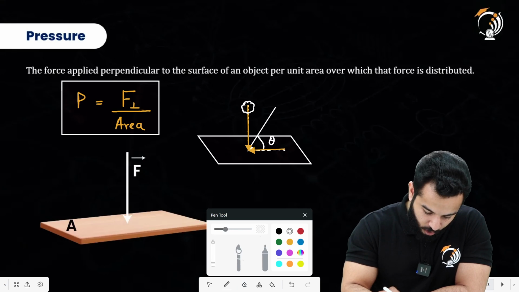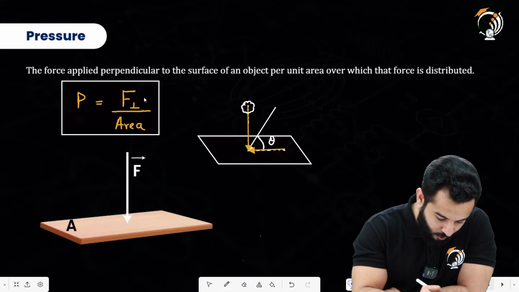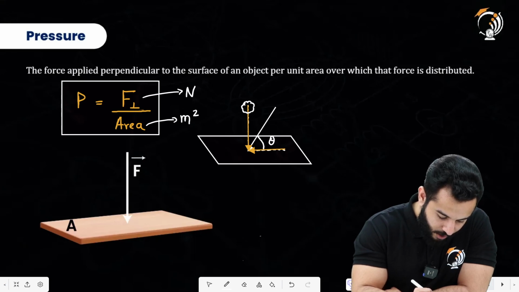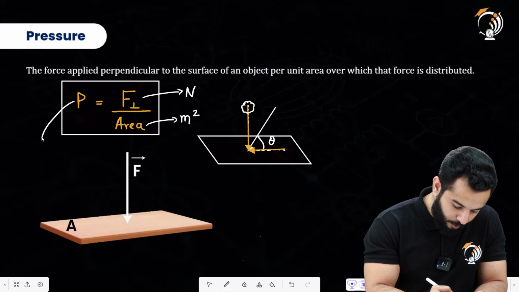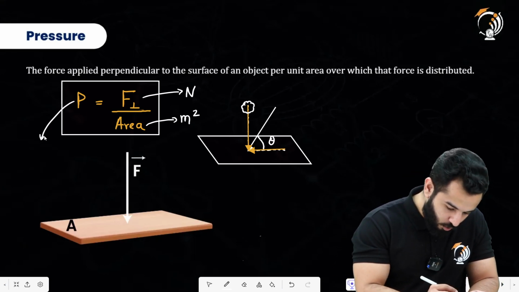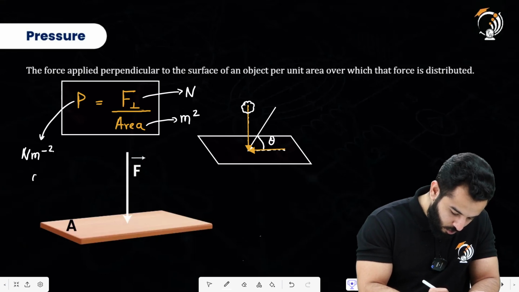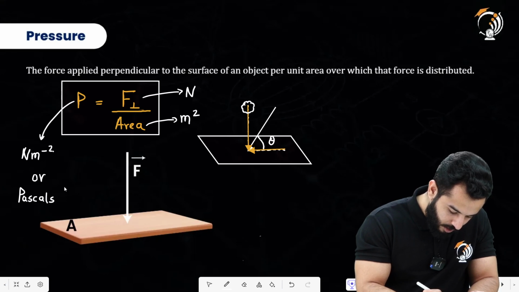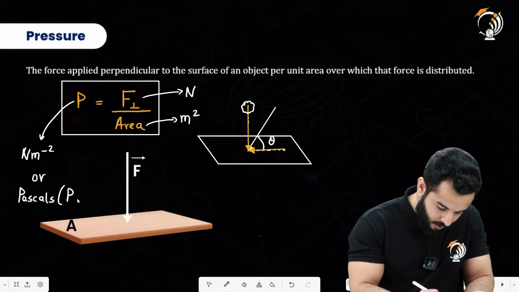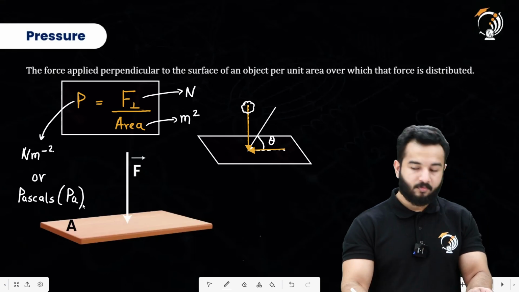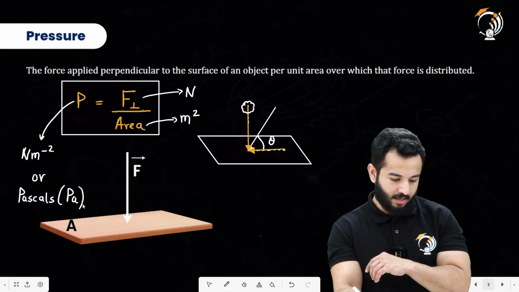If we talk about units, the SI unit for force is Newton, and the SI unit for area is meter square. So the SI unit for pressure is Newton per meter square, which is also known as pascals, denoted by Pa. So these are some of the SI units.